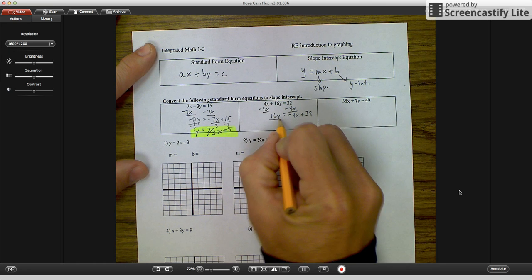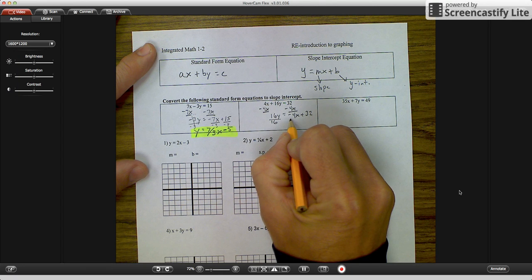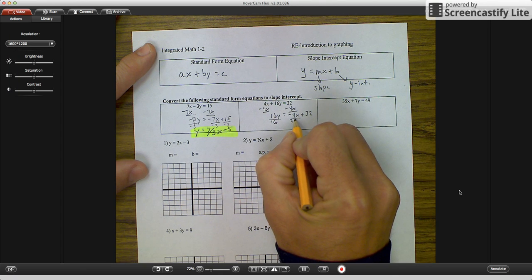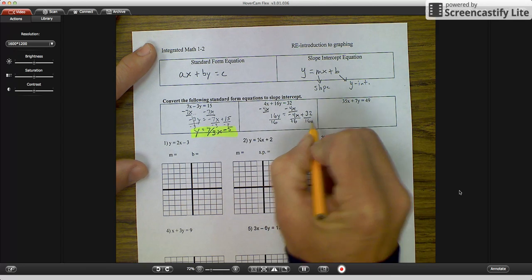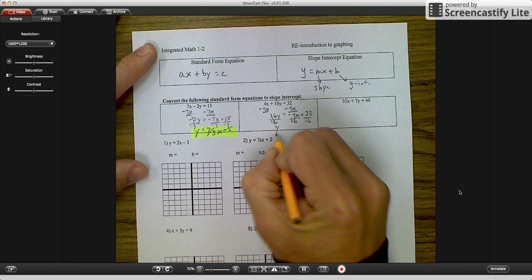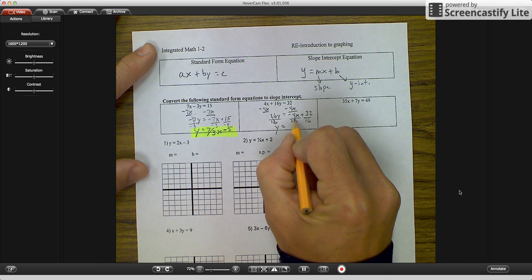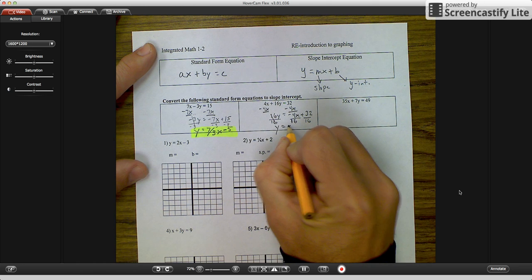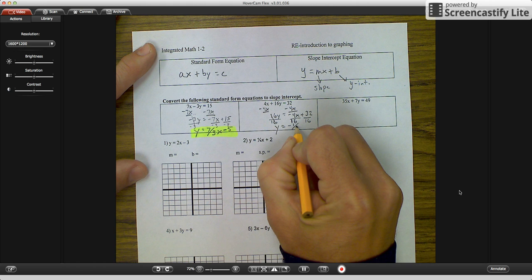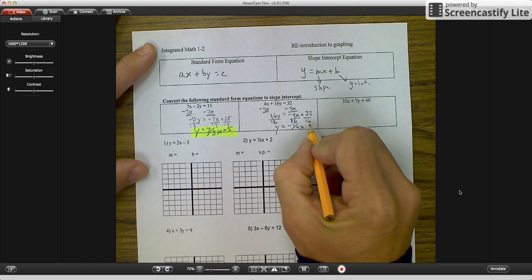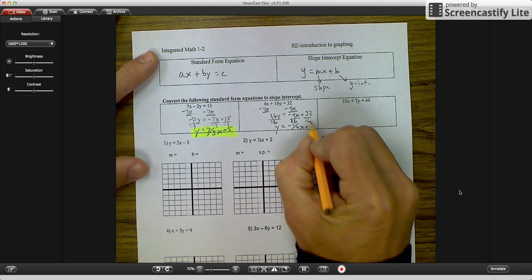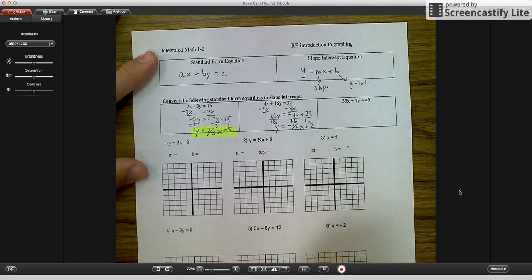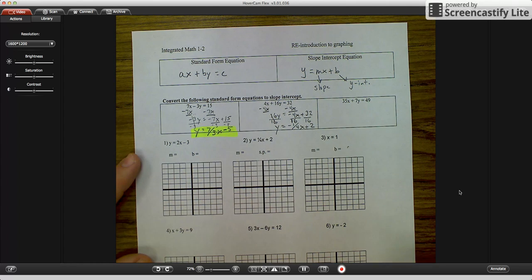Then we need to get a single coefficient for y, so we always divide by whatever the coefficient is. These cancel, and you get y is equal to negative 4 over positive 16, which would be a negative, and it would reduce to negative 1/4 x, plus, and then 32 divided by 16 is 2.